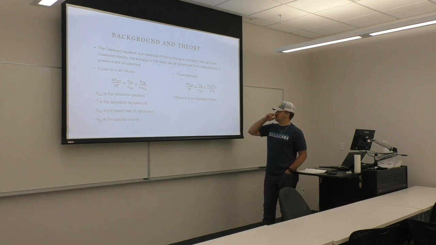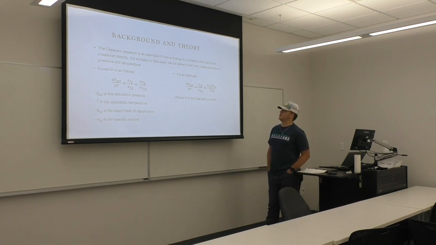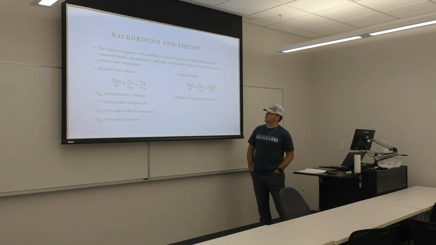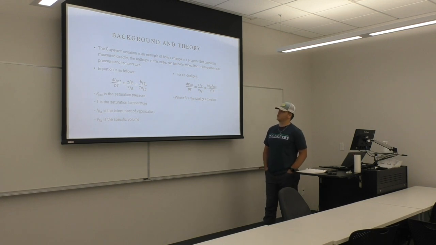For an ideal gas, the equation is as follows: dP sat over dT equals SFG over VFG, which also equals HFG times P sat over T squared R, where R is the ideal gas constant.